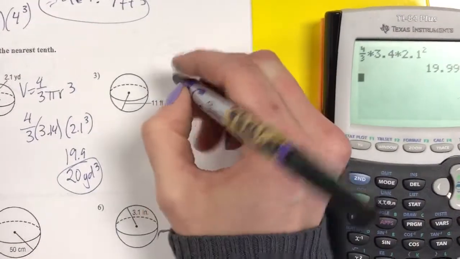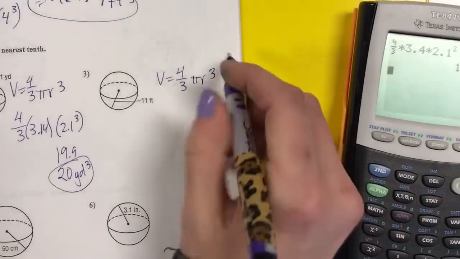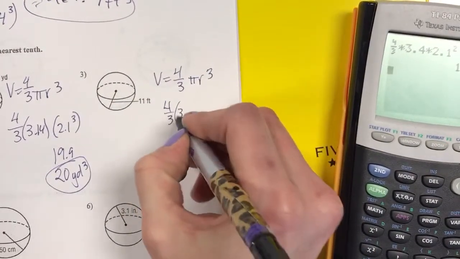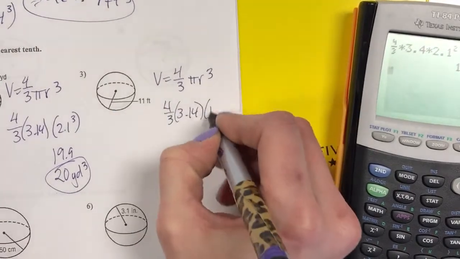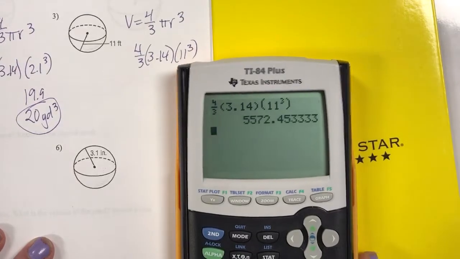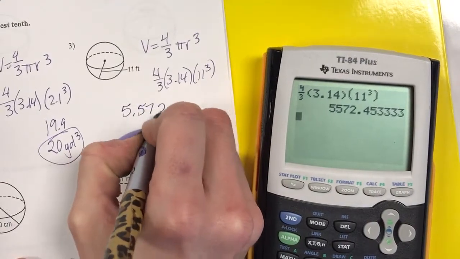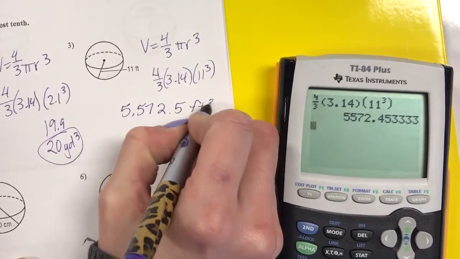Number 3, same thing, volume equals 4/3 pi r cubed. So 4/3, 3.14, radius is 11, and I've got to cube that. So alpha y equals 4/3, 3.14, and 11 to the third power. So 5,572.5 feet cubed.